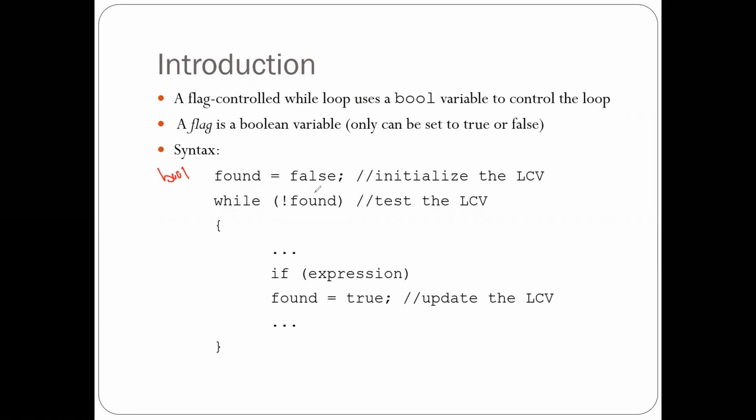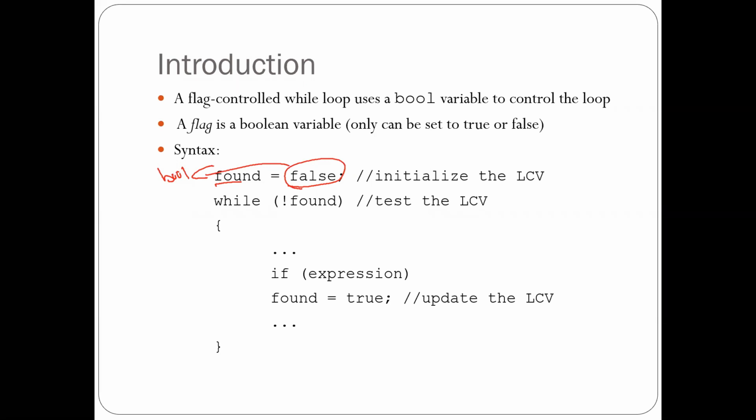Okay, bool found equal false, while not found. If it didn't find it, it means that while not found, not false becomes true. While true, it will enter inside here. This uses an LCV whose data type is bool. But usually at your level we just use the sentinel or the counter control loop. This is for your knowledge, in case the code appears in the exam and they mention flag, you know what it is. At least you know about it.